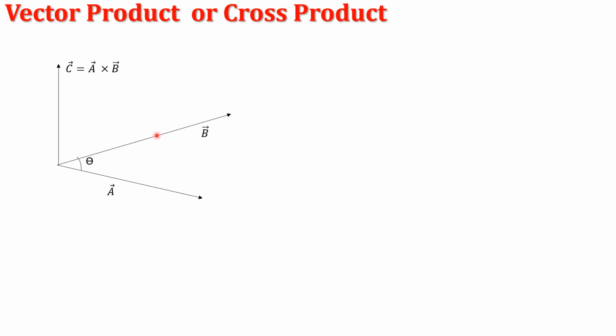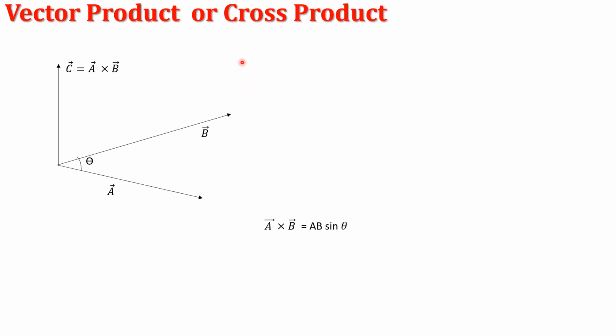That vector is perpendicular to the plane containing the vectors A and B. Then what is the magnitude of the vector C? The magnitude of the cross product of the two vectors, or vector C, is equal to the product of the magnitudes of the two vectors and the sine of the small angle between them, and it is represented as A cross B is equal to AB sine theta.